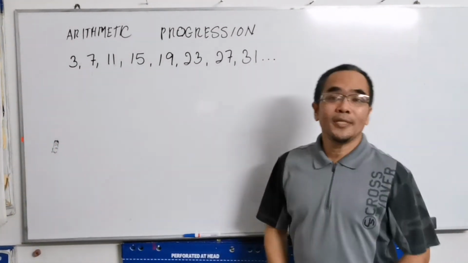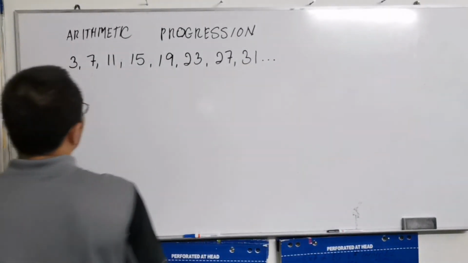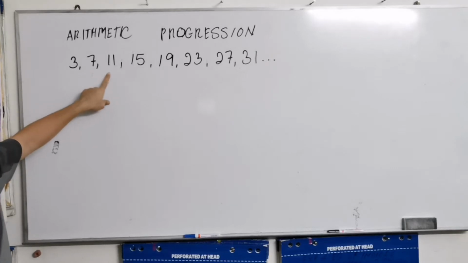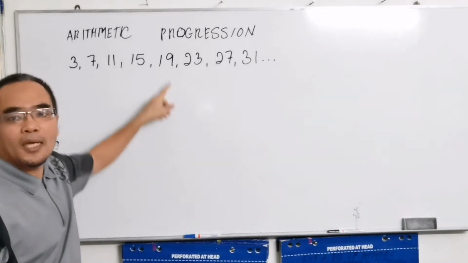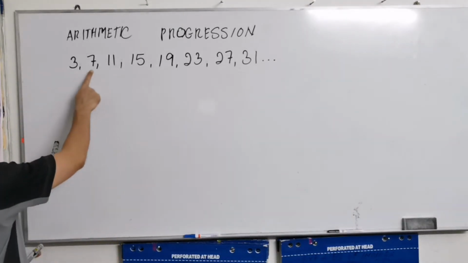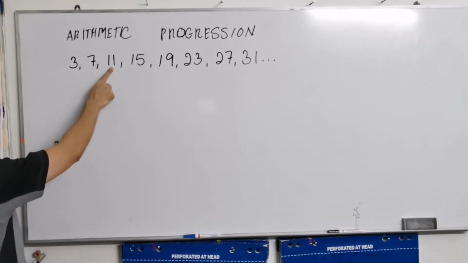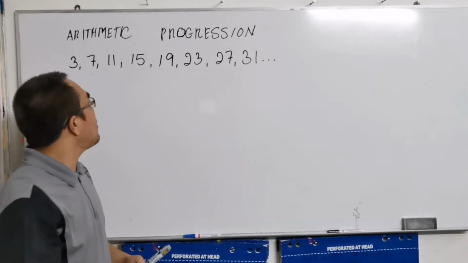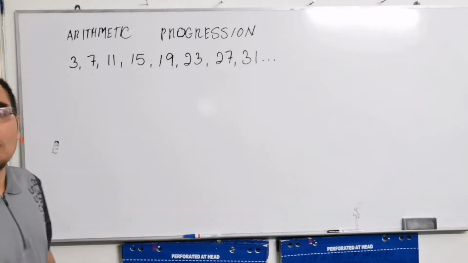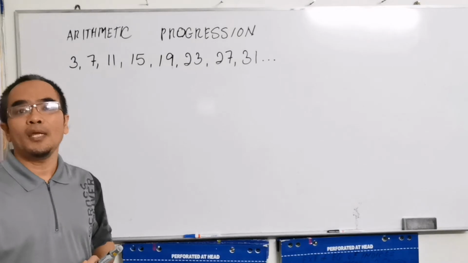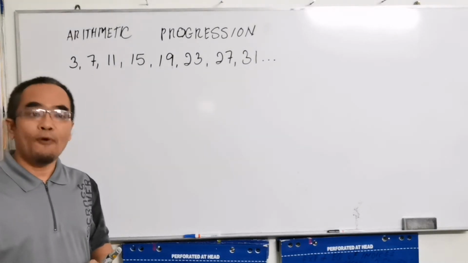Okay, let's continue with this arithmetic progression. If you notice the numbers 3, 7, 11, 15, 19, the common difference D will be 7 minus 3, or 11 minus 7, or 15 minus 11, or 19 minus 15, and so on. So you still get the common difference D is 4.